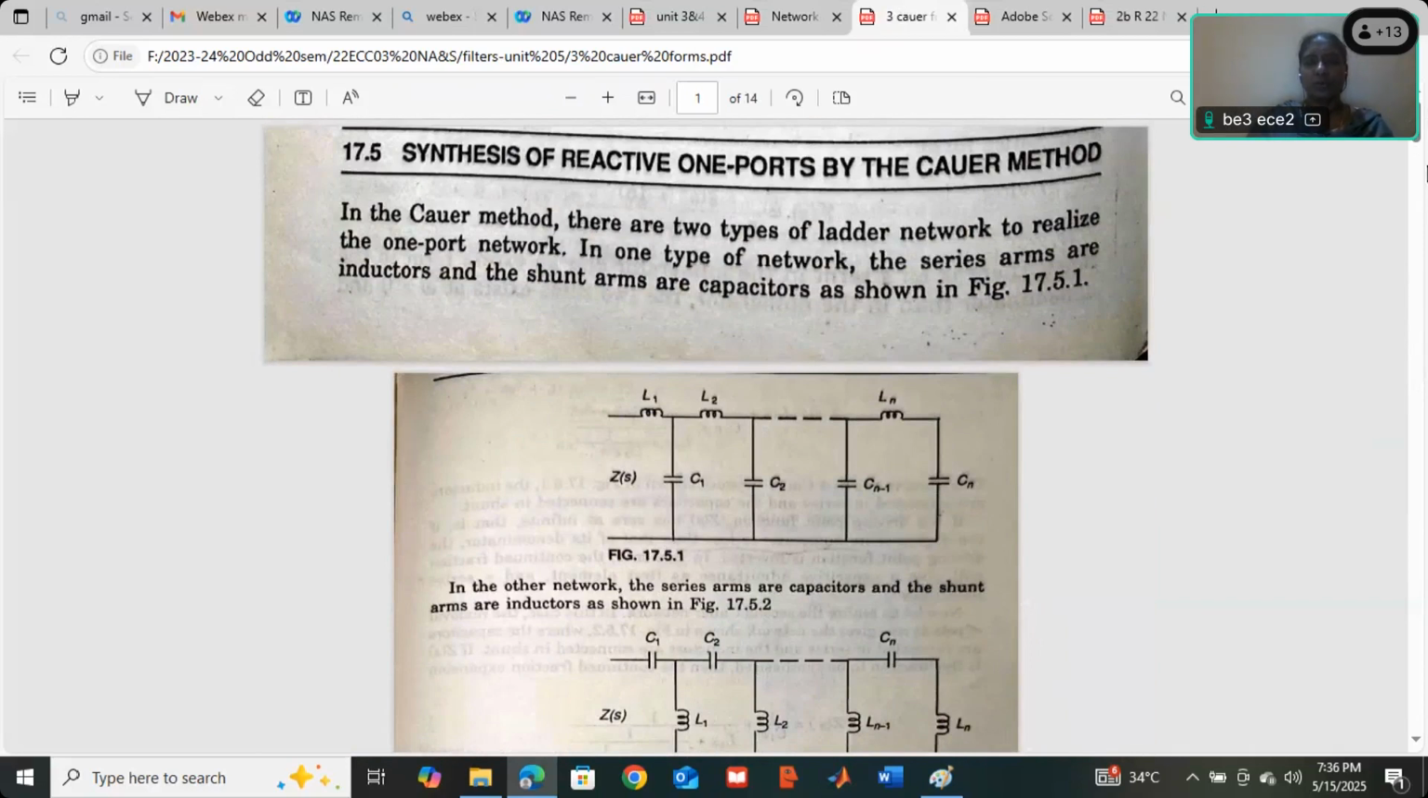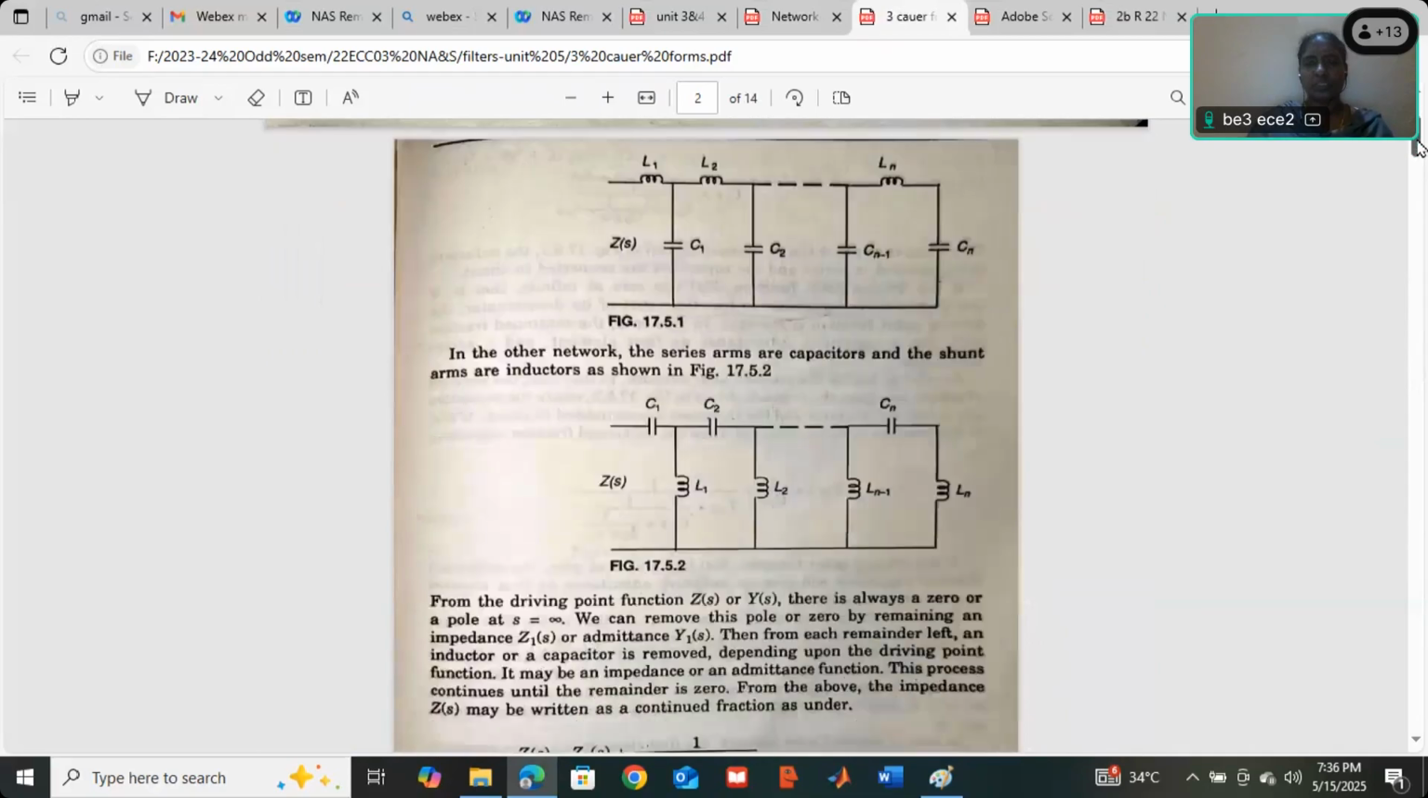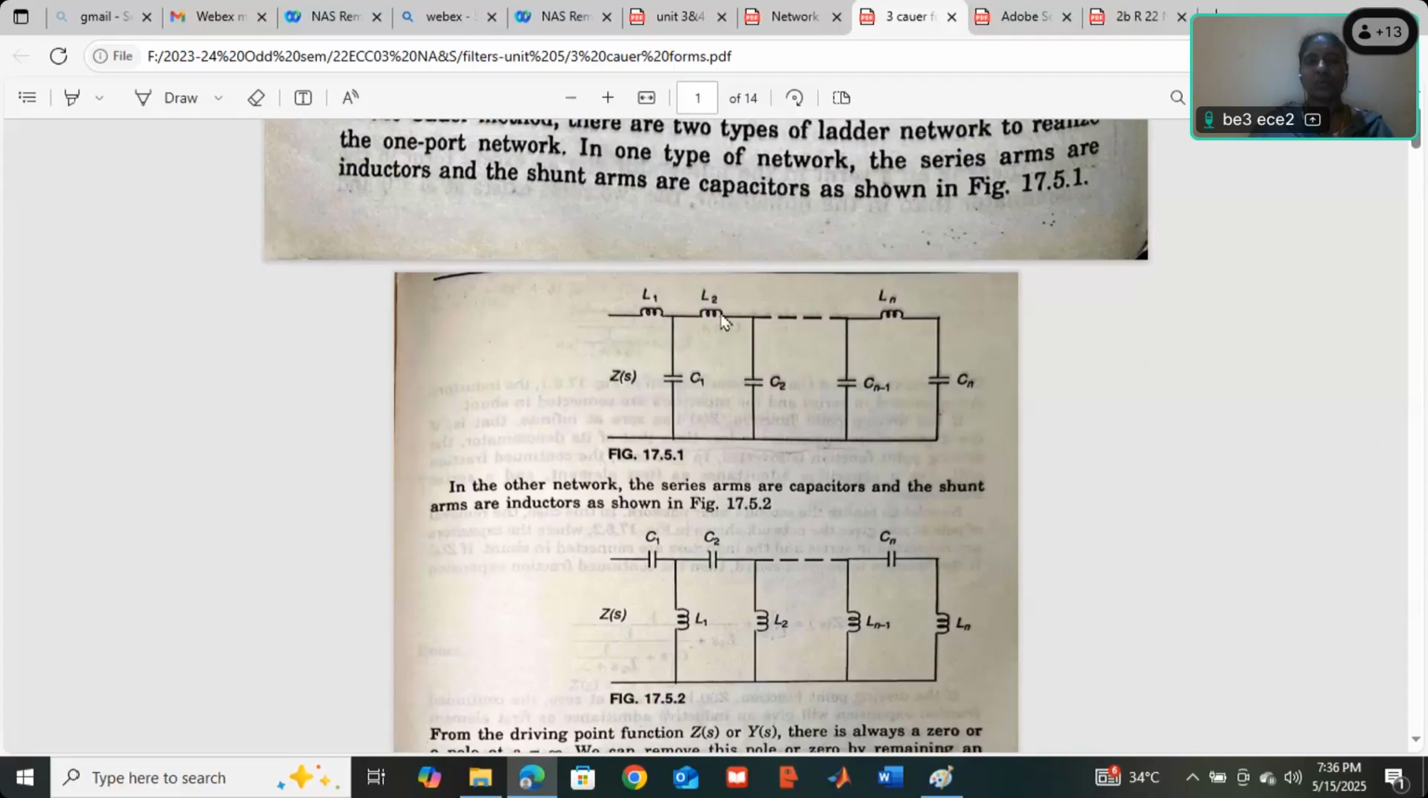Now you see here these two circuits, we have LC network. L comes in the series branch, that is Cauer form 1. And L comes in the parallel path, that is Cauer form 2. These two circuits are LC network only. First circuit is Cauer form 1. Second circuit is Cauer form 2.